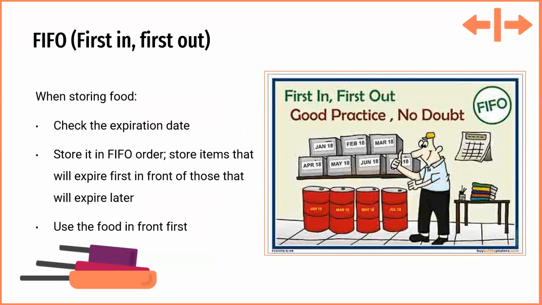And then first in, first out. So when we're storing food, we definitely want to check the expiration date and store it in a first in, first out method. So store items that will expire first in front of those that will expire later, and use the food in the front to prevent food waste in general. This could be in your pantry, your refrigerator, your freezer, anything like that. Or even try to put dates on them, like the day you bought it, if it's in the refrigerator or freezer and you're unsure, to make it a little bit easier for you.